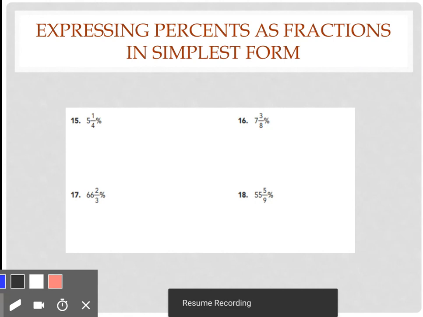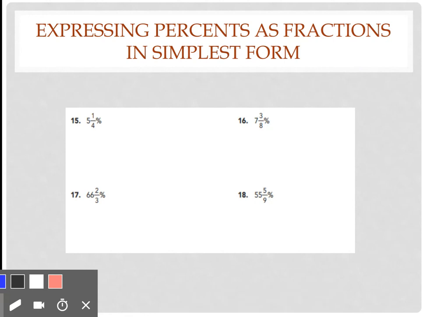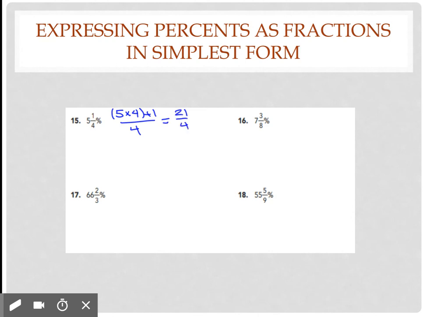So I'll do number 15 and 17 with you, and then I'm going to ask you to try 16 and 18 on your own. So again, first step is to change it to an improper fraction. So 5 times 4 plus 1 over my same denominator. So 5 times 4 is 20, plus 1 is 21 over 4.